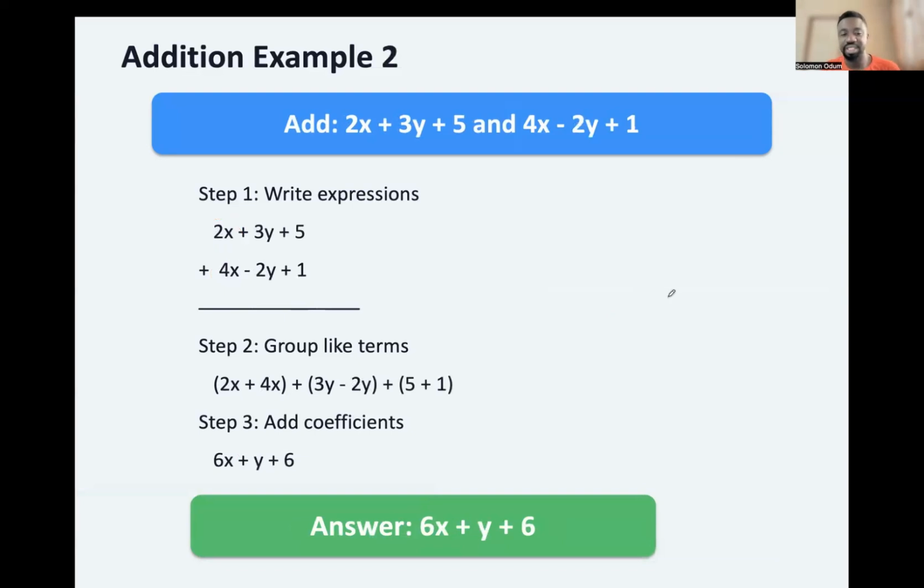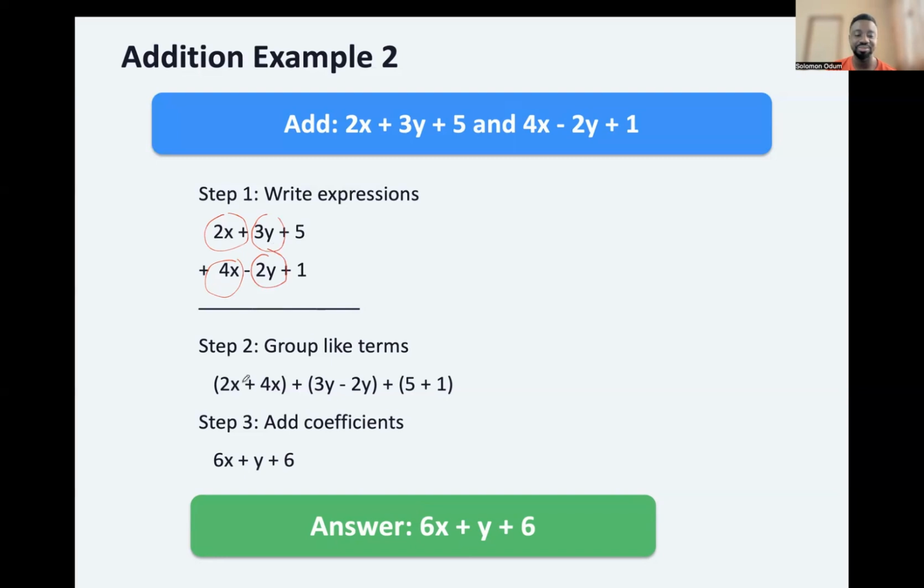Okay, the next example: 2x plus 3y plus 5, and then 4x minus y plus 1. By convention, we write the expressions under each other. We group the like terms. 2x and 4x are like terms, they have the same variable. Now 3y and minus 2y are like terms.